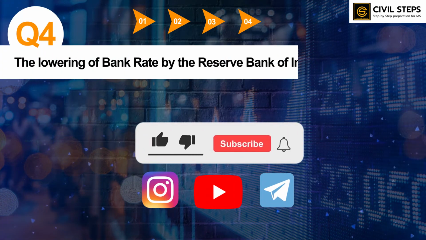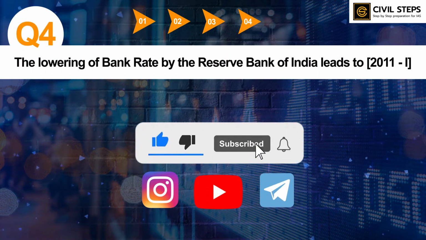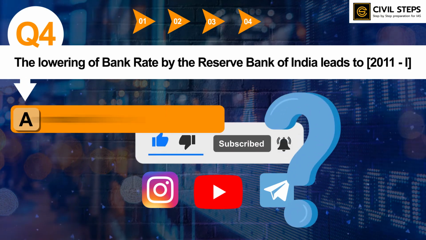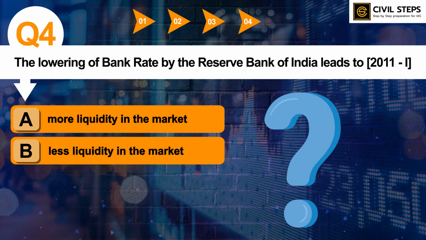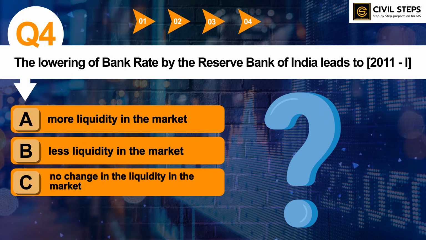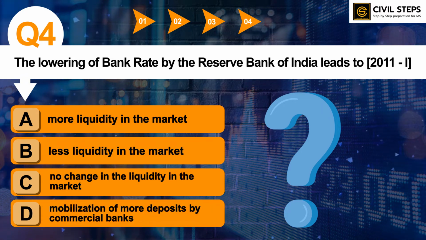The lowering of bank rate by the Reserve Bank of India leads to what? Option A, more liquidity in the market. Option B, less liquidity in the market. Option C, no change in the liquidity in the market. Option D, mobilization of more deposits by commercial banks. So you can pause this video and write your answer in the comment section.